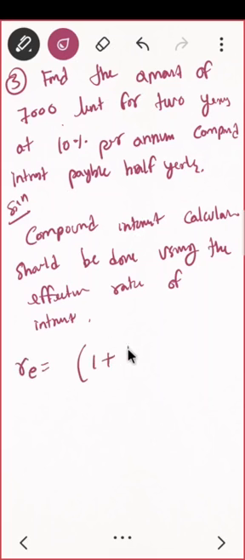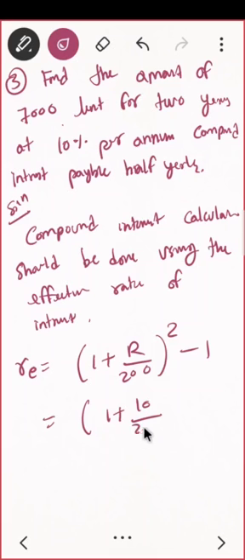1 plus R upon 200, yes? And what is R? R is your agreed interest or nominal interest, that is 10% per annum. So that is 1 plus 10 upon 200 raised to 2, minus 1. How much will this be? 1 by 20, so that means 1.05 the whole square, 1.05 the whole square minus 1.